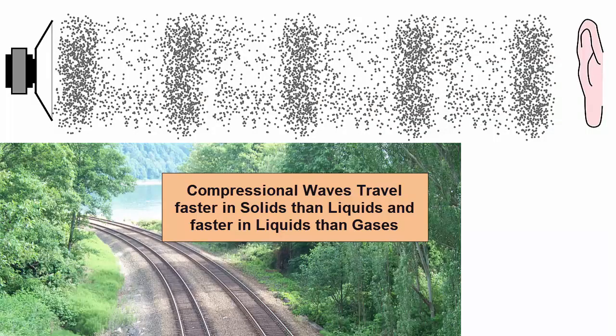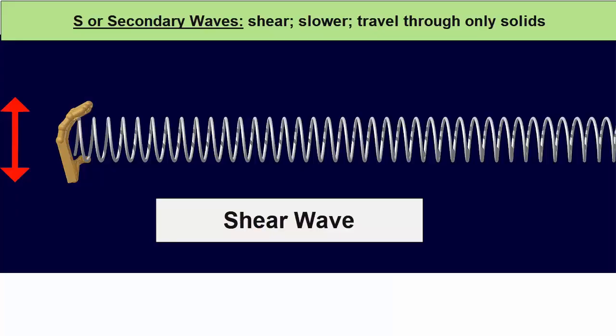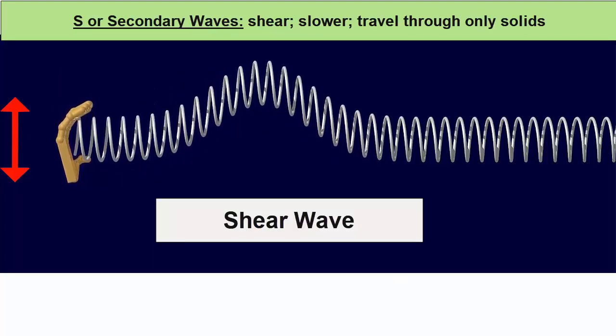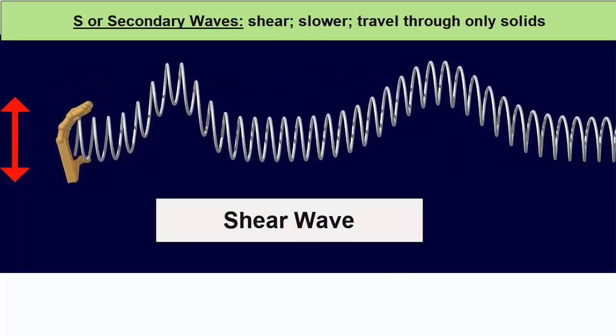We see this with sound waves, which are also compressional. We'll hear a train coming towards us faster if we listen to the sounds emanating down the tracks, rather than the sounds coming through the air. S waves, on the other hand, are shear waves and can travel only through solids. When S waves travel into liquids, they disappear.